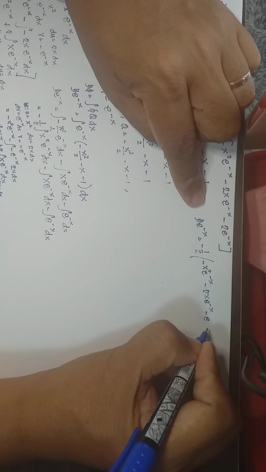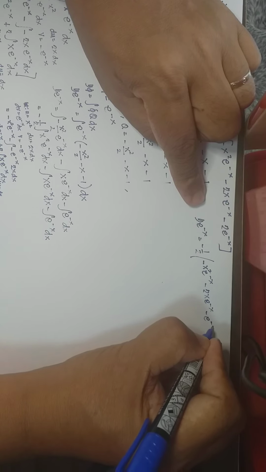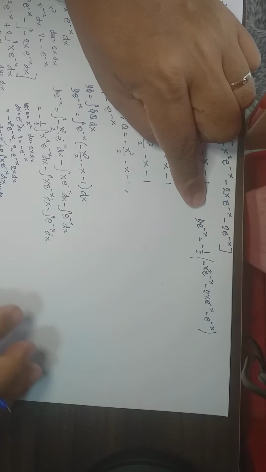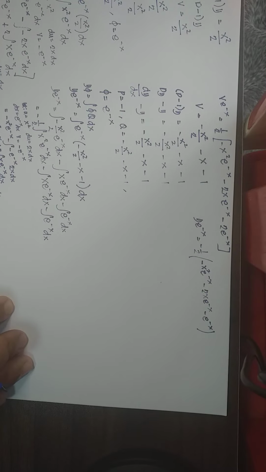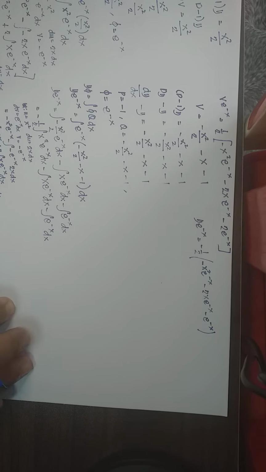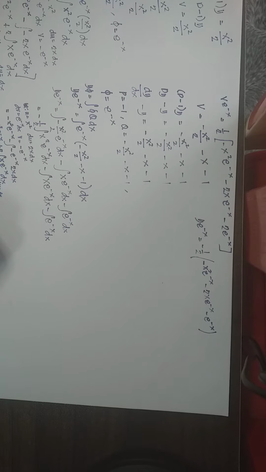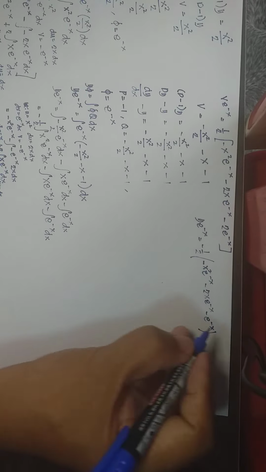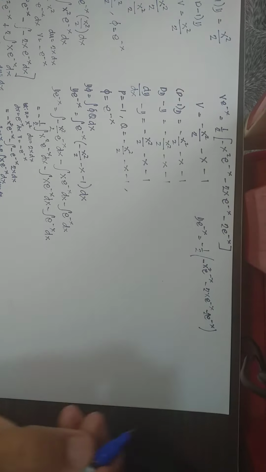Minus e to the negative x. That is the integral of the first term. Oh, wait. Yung 2 dapat i-distribute. This must be 2. Okay? So, we still have here 2.